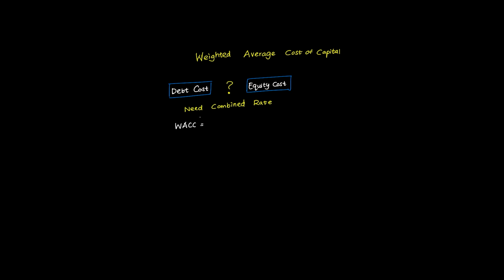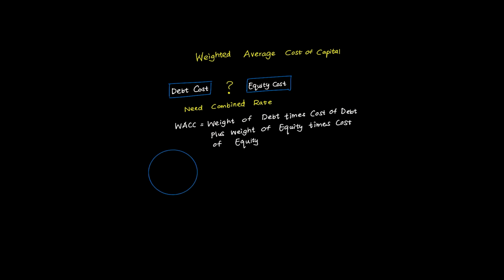The answer is by calculating a weighted average. You take the cost of debt and multiply it by the proportion of debt in your capital structure. You take the cost of equity and multiply it by the proportion of equity in your capital structure. Then you add these two products together. This gives you the weighted average cost of capital. The weighting is crucial because if you're 70% debt and 30% equity, the debt cost matters more in the average.